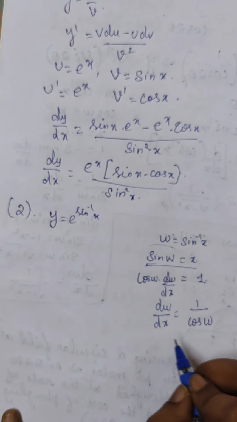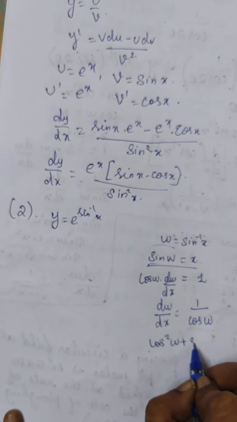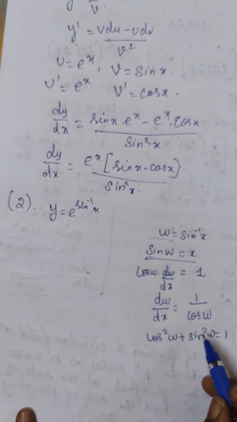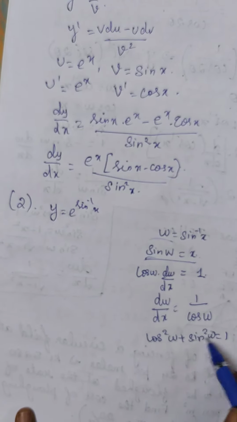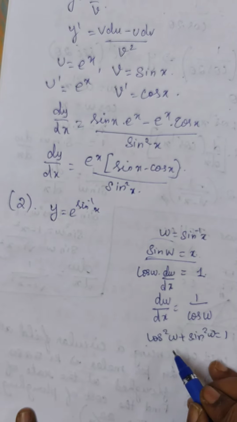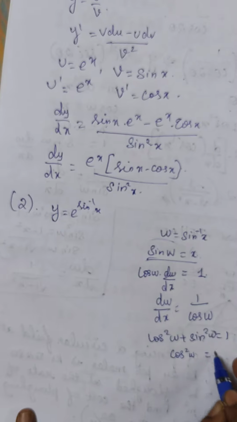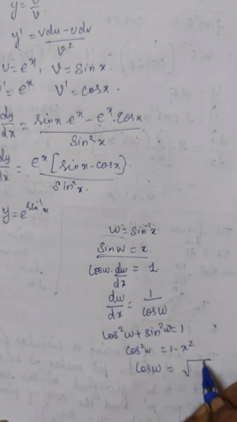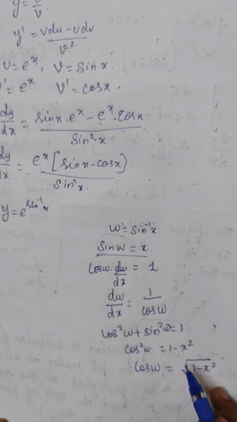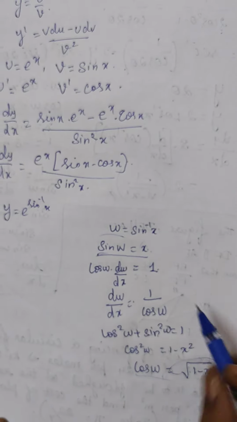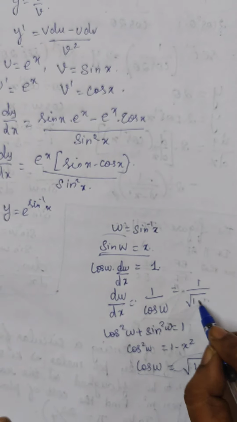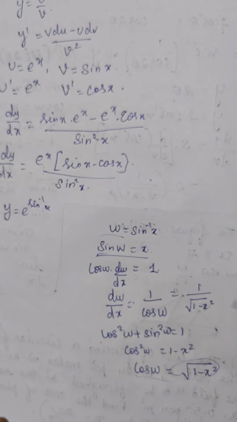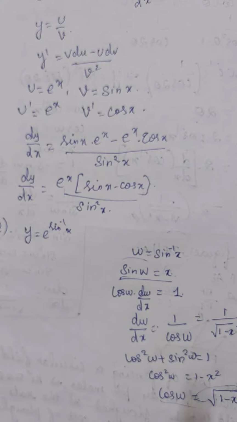Based on the identity cos square w plus sin square w equal to 1, in place of sin square w we can replace x square. So cos square w will be 1 minus x square, and cos w will be the square root of 1 minus x square. We can replace this expression over here. It is 1 by square root of 1 minus x square. Now the derivative of the sin inverse function is 1 by square root of 1 minus x square. We will apply that to the given problem.